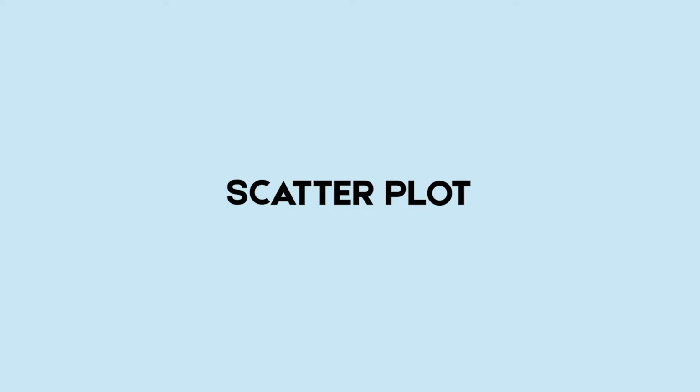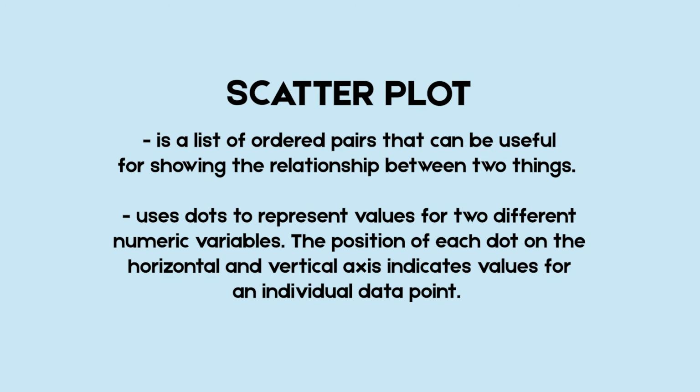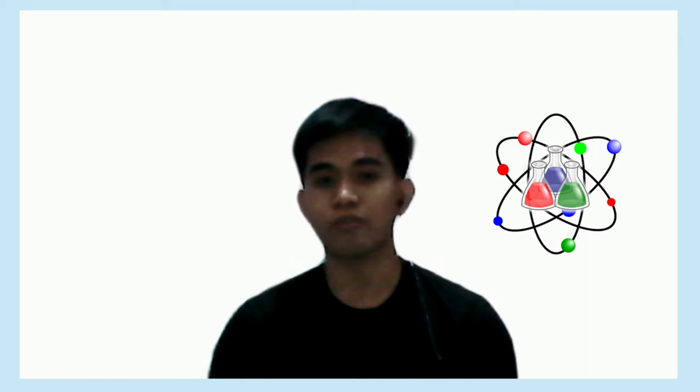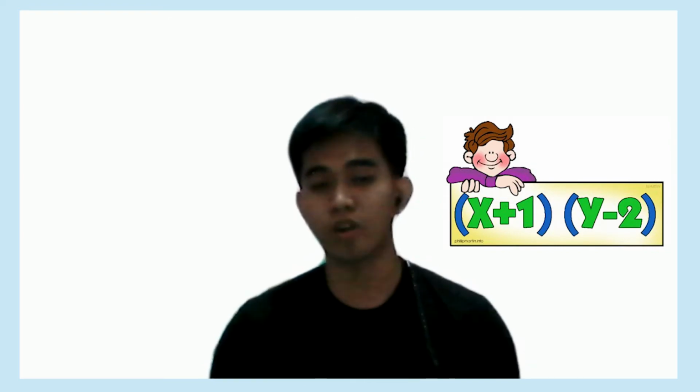Next, we have the scatter plot. A scatter plot is a list of ordered pairs that can be useful for showing the relationship between two things. They tend to be more frequently used in scientific fields due to their capacity to encode data simultaneously and find out what relationship exists between the two variables.